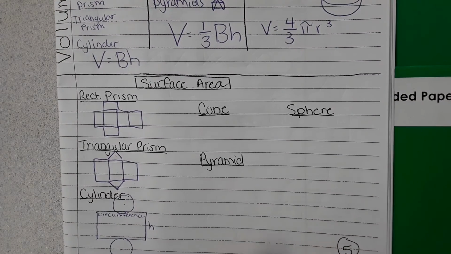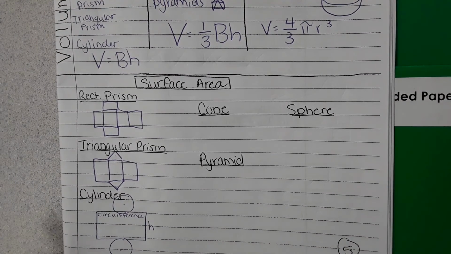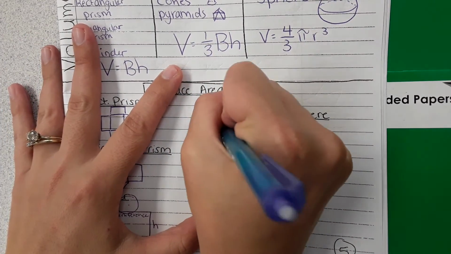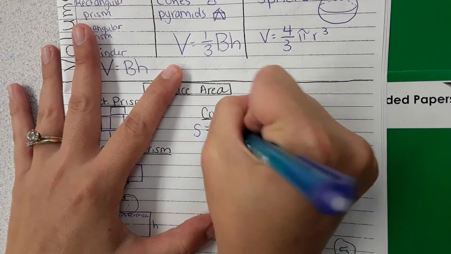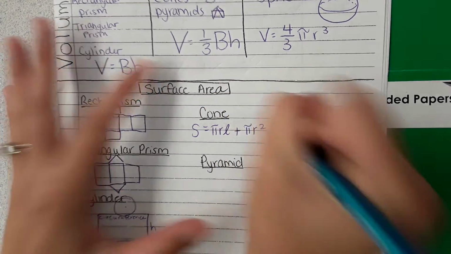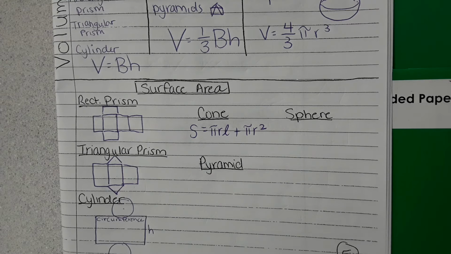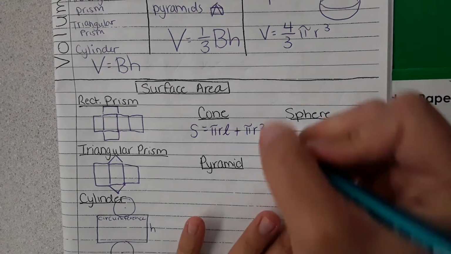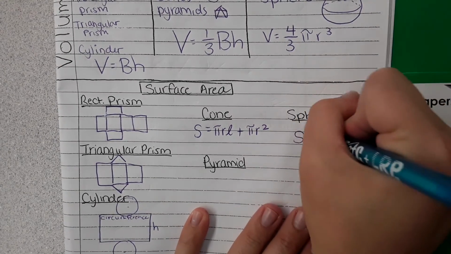Okay, and cone. We're going to stick to the equation for this one. The equation is... and the equation for surface area of a sphere is this.